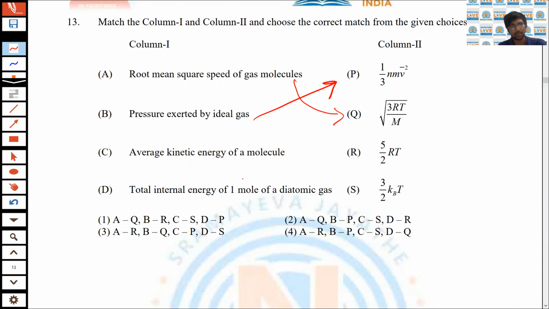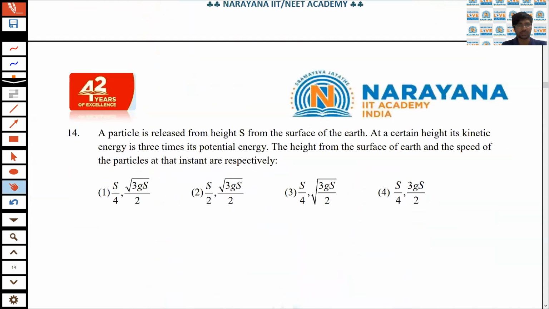All right. So the average kinetic energy of a molecule is obviously 3 by 2 Boltzmann constant times T, and the total energy of 1 mole of a diatomic molecule, since the degree of freedom of diatomic molecule is 5, comes out to be 5 by 2 RT. The value of n is taken as 1 over here. Okay, so the correct option is A to Q, B to P, C to S, and D to R, which basically means the second option. All right, now let's come to the 14th question.